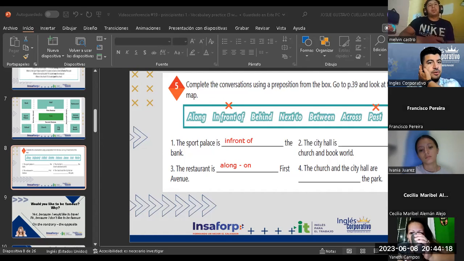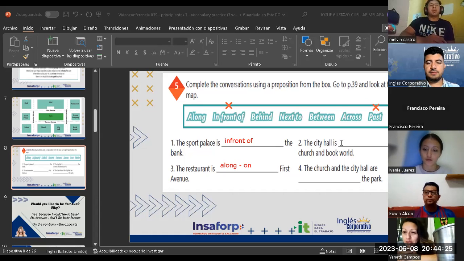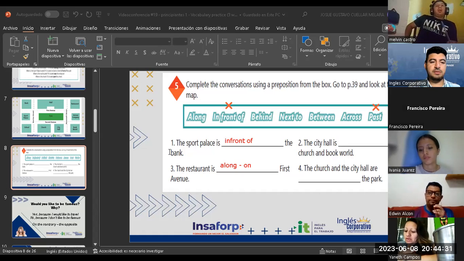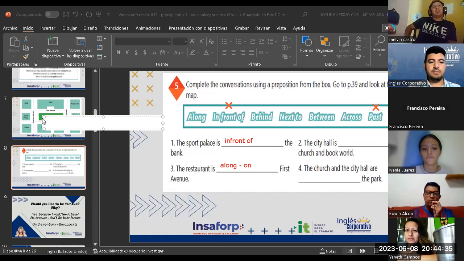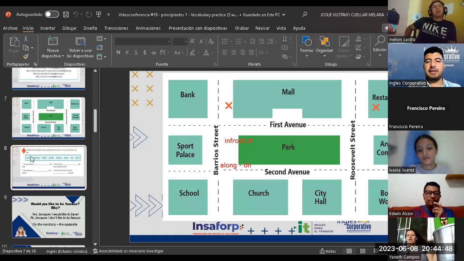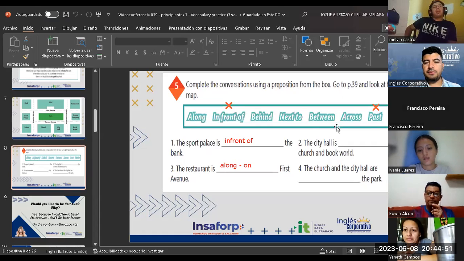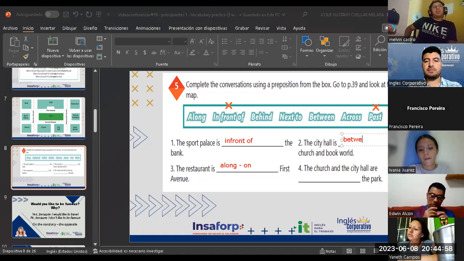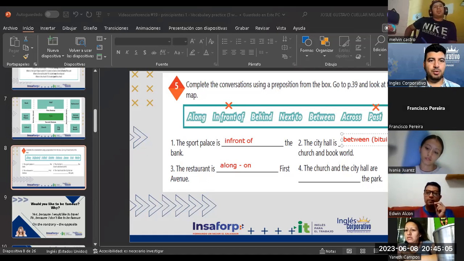What number? Two or four? And then Ivania. Number two. Okay. City Hall. In the City Hall is the church and bookwork. Aha. The map, please. Yeah. Here you can see City Hall, church, mm-hmm, and bookwork. Ah. Is between. Yeah, you can say between. Okay, perfect. Aquí tenemos between. The pronunciation is between. Let's see. Between. Ah, okay. Between. Between. Between.